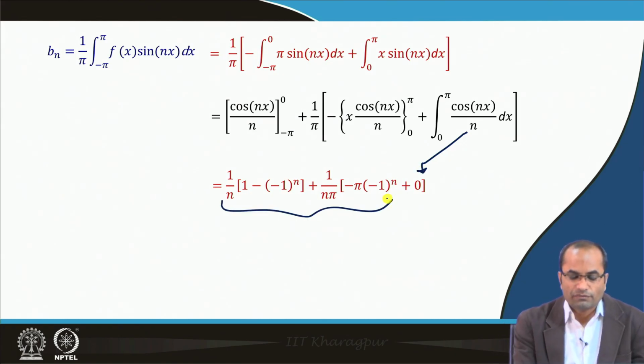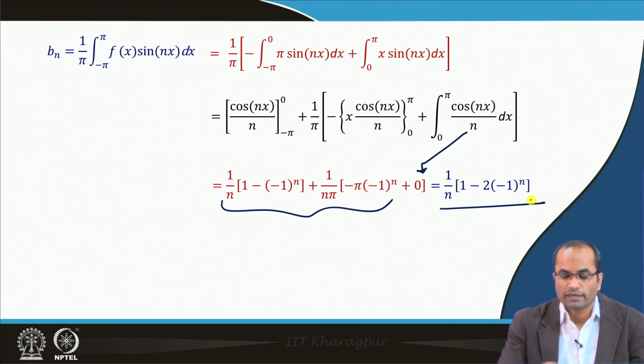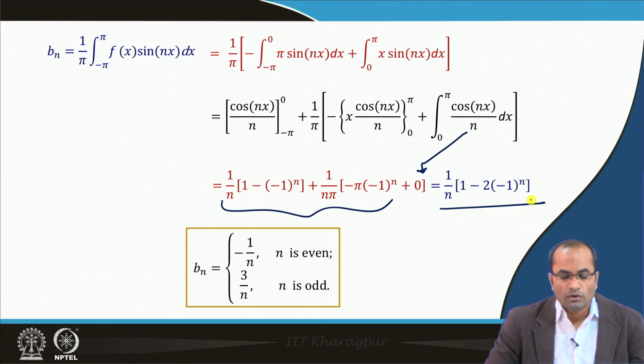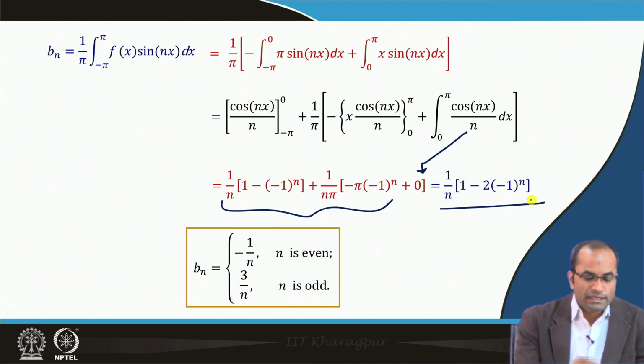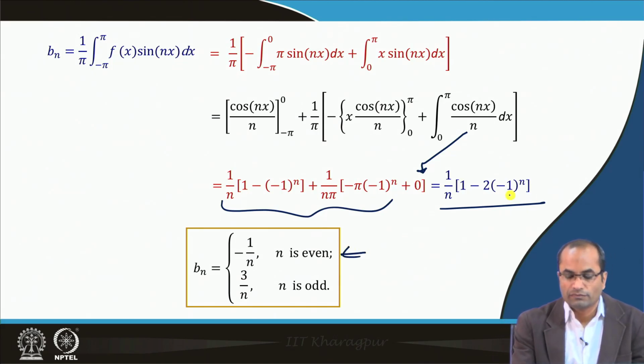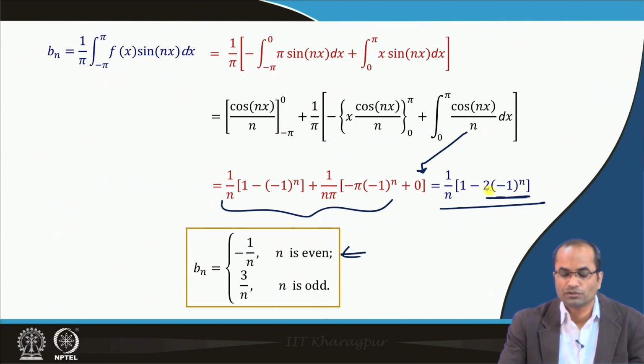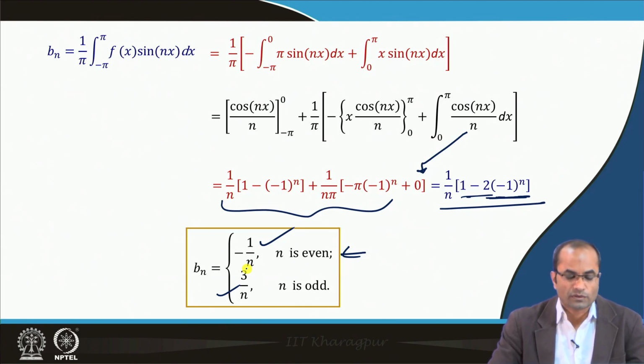And now we can simplify this. So, we are getting 1 over n times (1 minus 2(-1)^n) for b_n. For n even, because when n is even, here we will get this minus 2. So, 1 minus 2, the minus 1 over n will come, and when n is odd, this (-1)^n will be minus. So, these two will be added, and so we will get this 3 over n. So, that is the coefficient b_n we have.